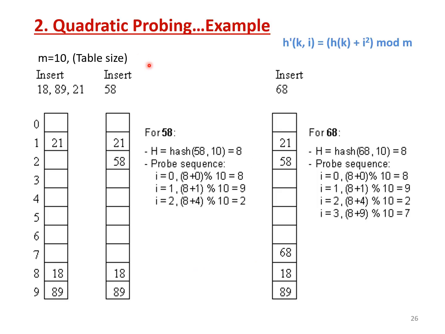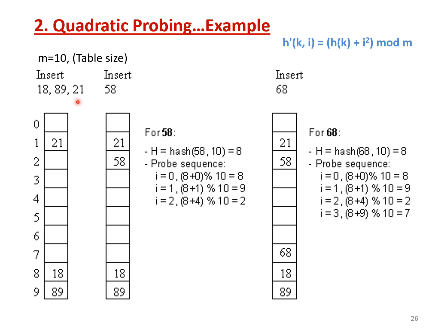Now, let us consider one example for quadratic probing. Here, the m value is 10, that is the table size is 10. So, the hash table contains the index from 0, 1 to 9. Here, we want to insert the numbers 18, 89, 21, 58 and 68. First, we'll try to insert 18, 89 and 21.